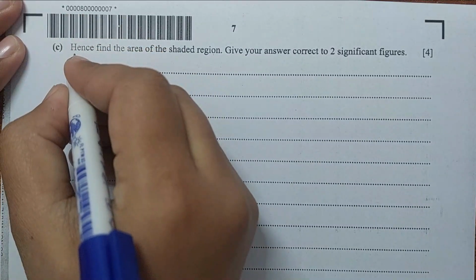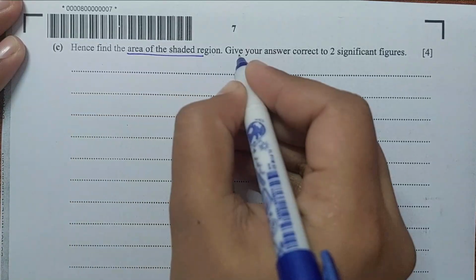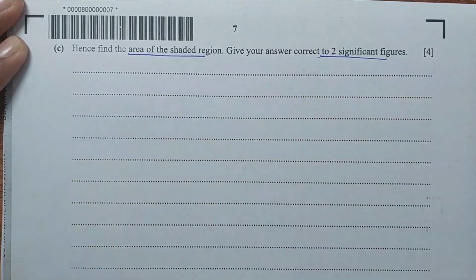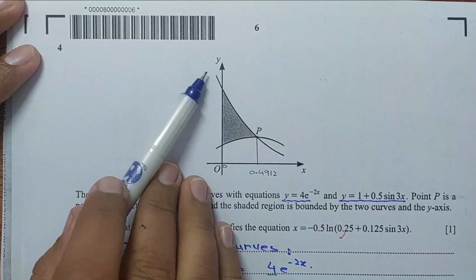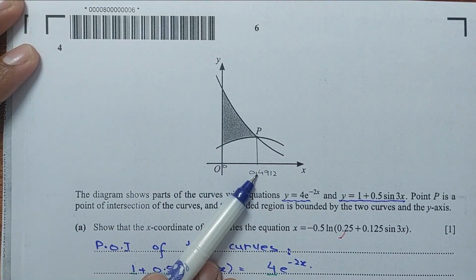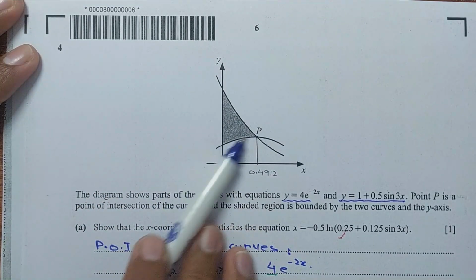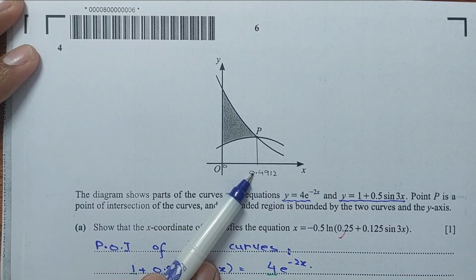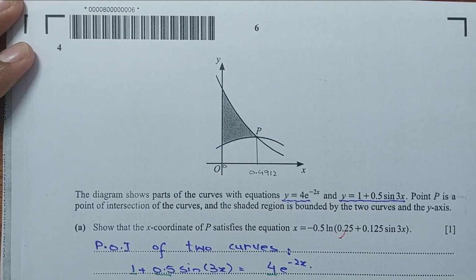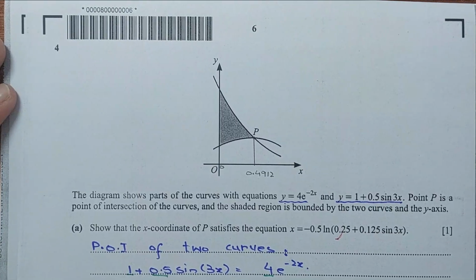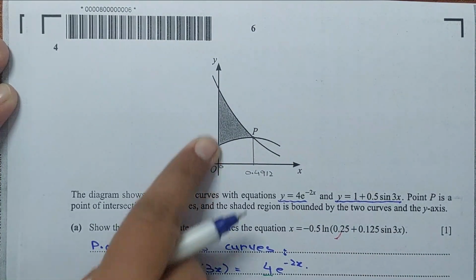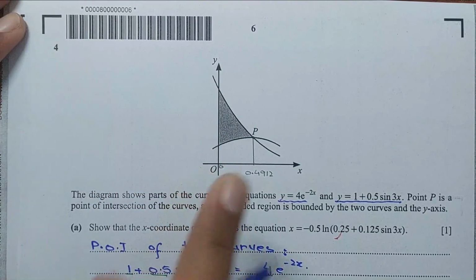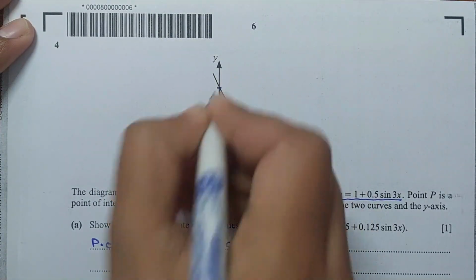Now for part C, hence find the area of the shaded region. Give your answer correct to two significant figures. Okay, area of the shaded region. This is the shaded region, right? So for the area of the shaded region, we have to integrate the upper curve from 0 to 0.4912, and subtract the integration of the bottom curve from 0 to 0.4912. Now we don't know which one is the upper curve and which one is the lower curve, whether the exponential or the sine curve. So here the x value is 0, and we have some y value over here and some y values over here.